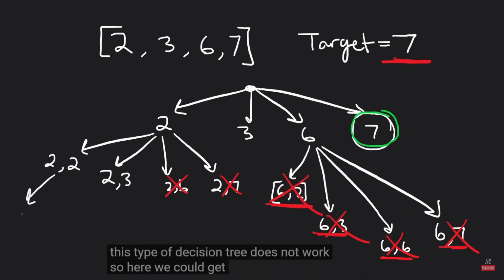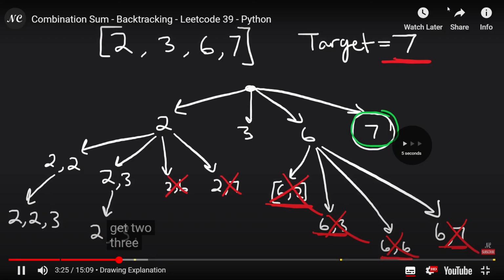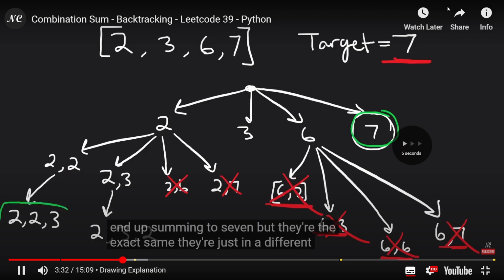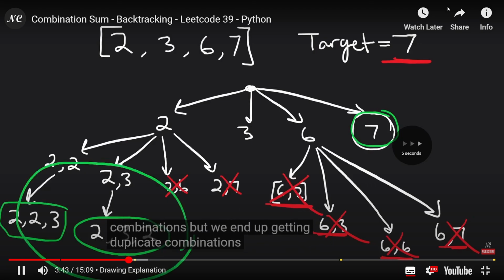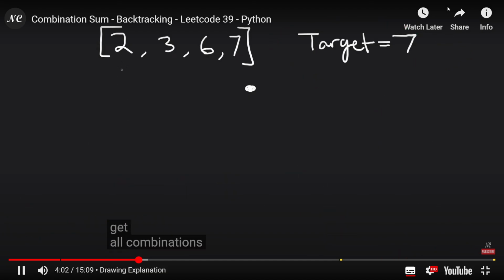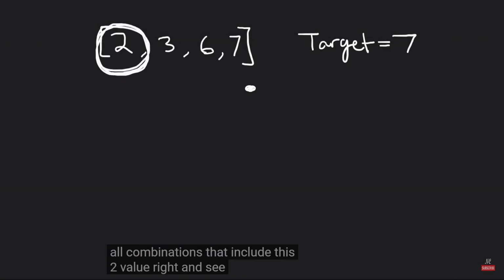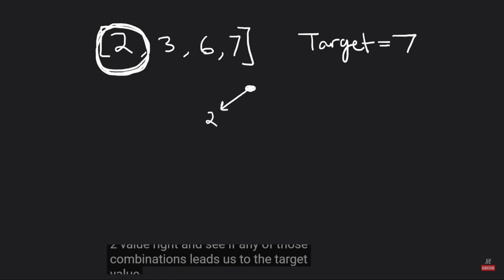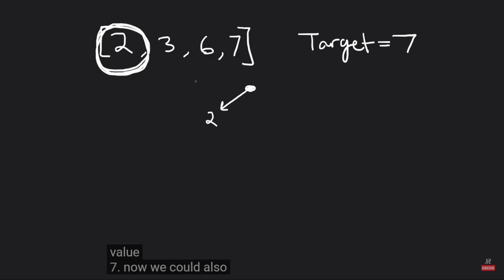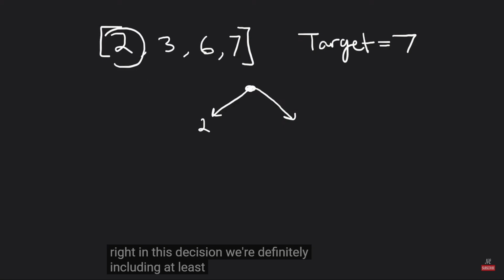So here we could get a 3, for example, right? So we get 2, 2, 3. Notice how we obtain one combination here. We know that we have all combinations that include this 2 value, and we see if any of those combinations leads us to the target value 7. So then, if we make a second decision over here, in this decision we're definitely including at least one 2.